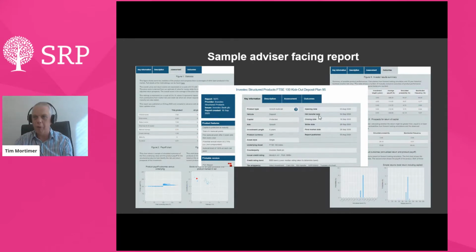So this is an example of what an advisor-facing report might look like. In the middle, you have the basic terms, and then there are some tables and charts. I'll show this in more detail on the applications after this presentation. And you can already see that this looks very similar to a fund report that has been very common in the fund industry for many years.